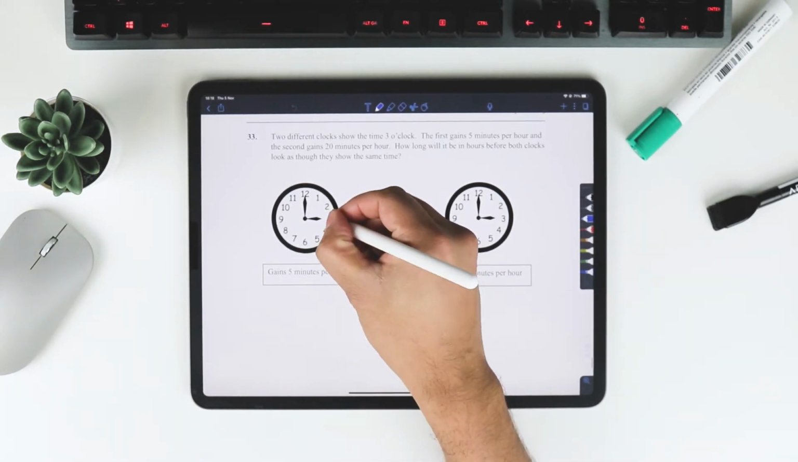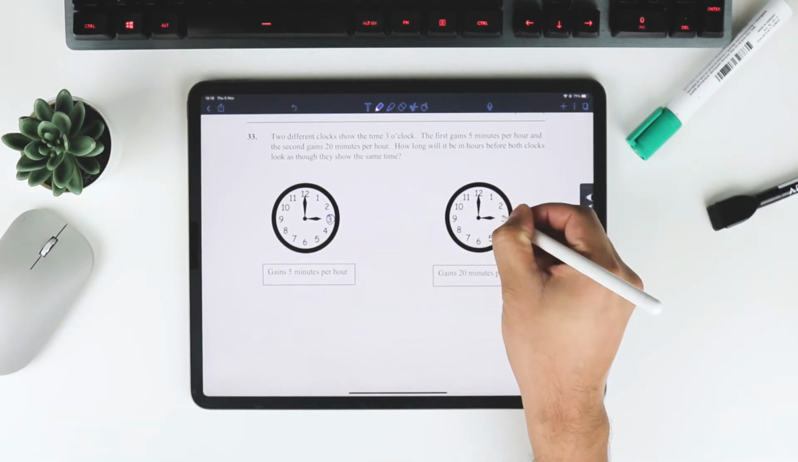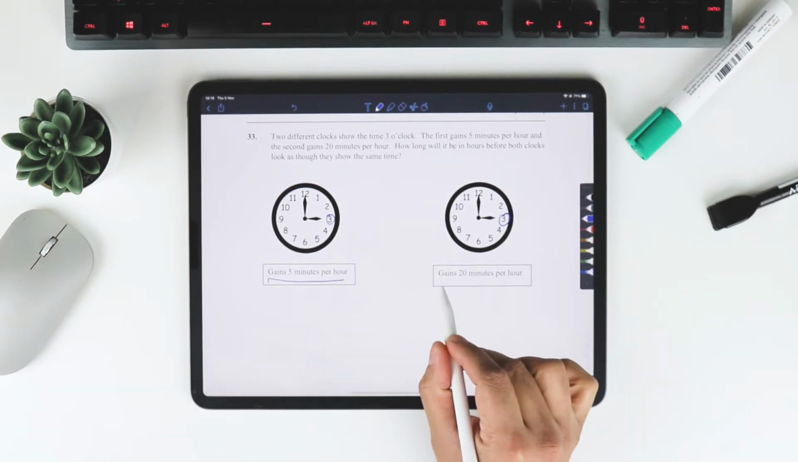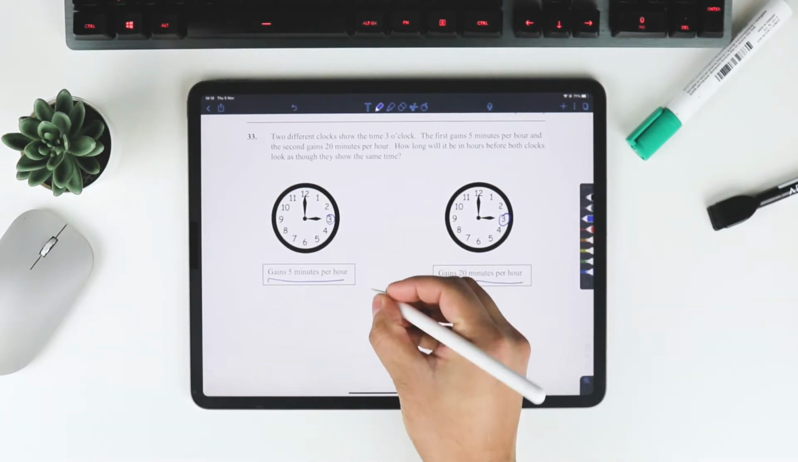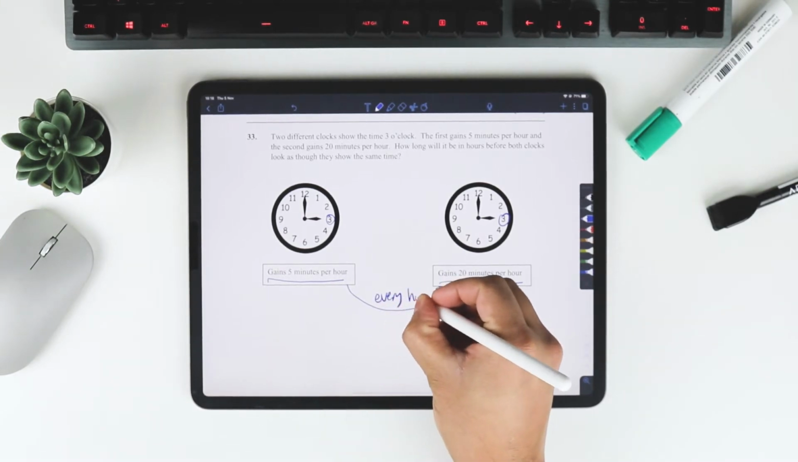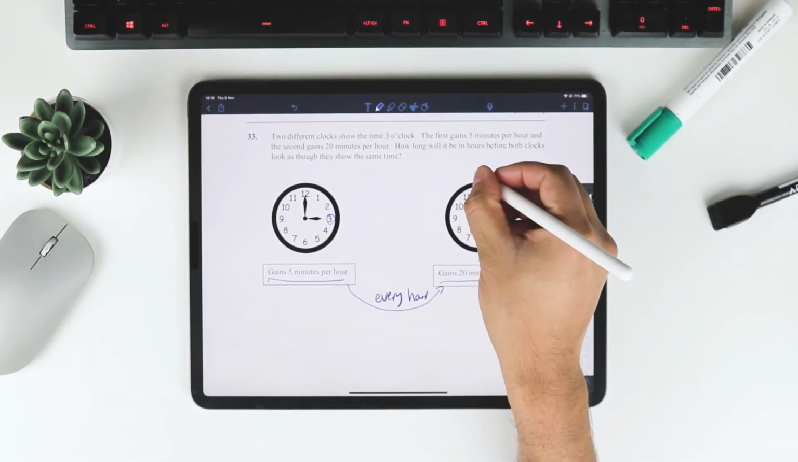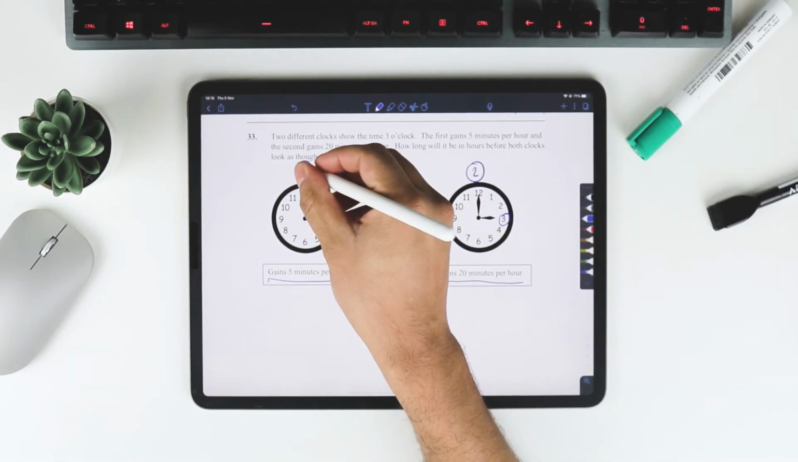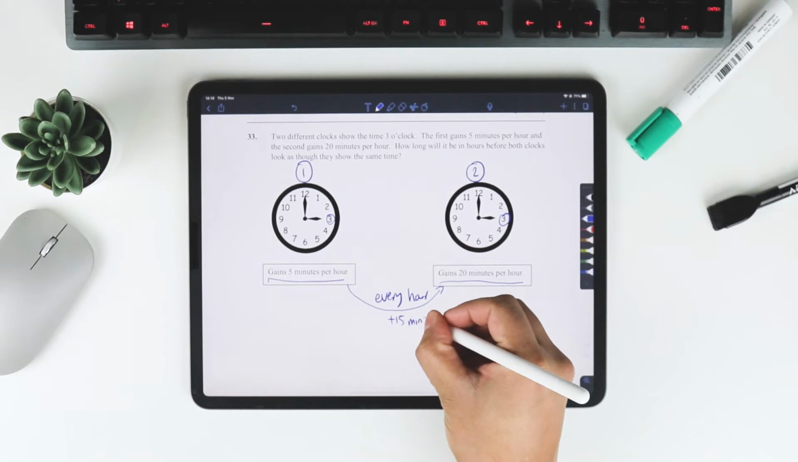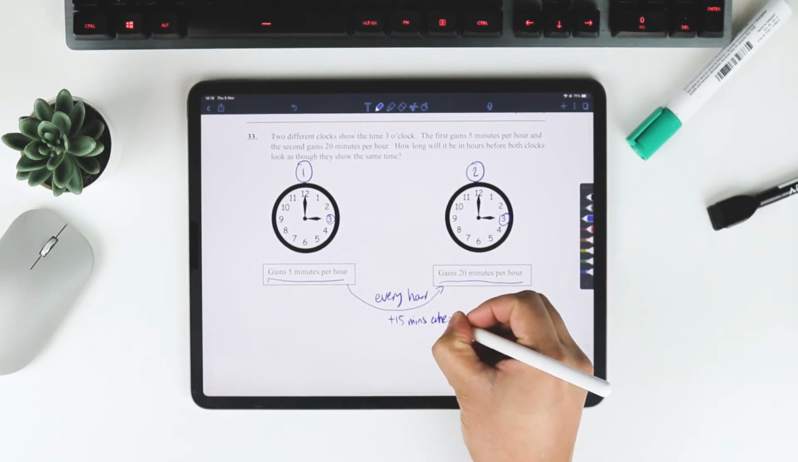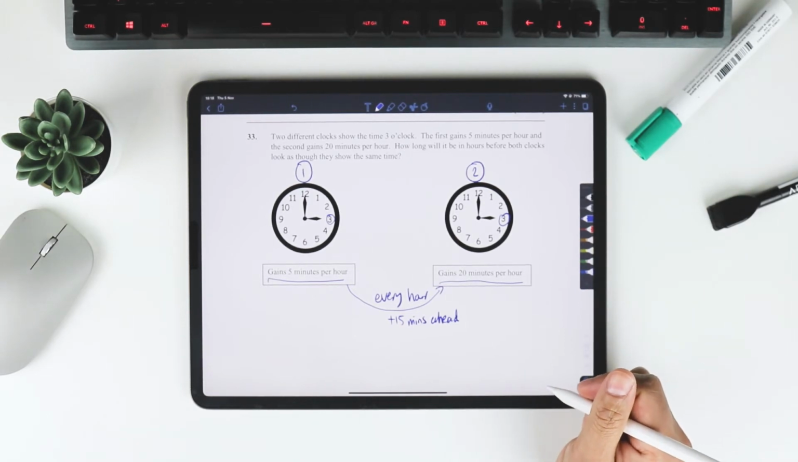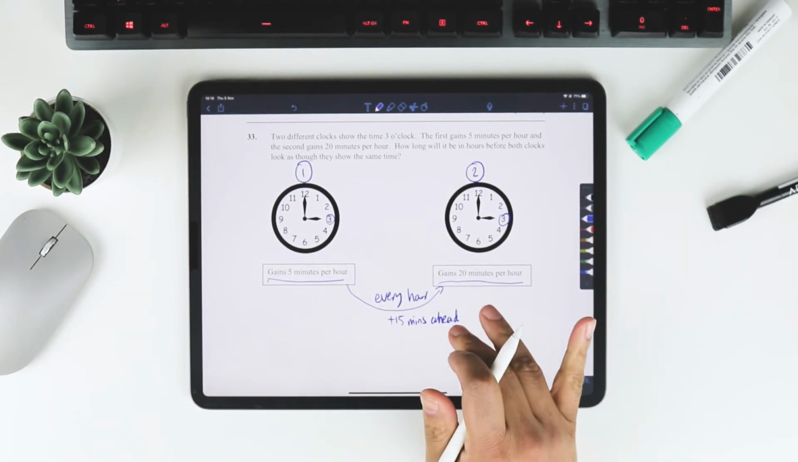Considering that both clocks are at 3 o'clock, and one gains 5 minutes per hour, and one gains 20 minutes per hour. So that means that every hour, clock number 2 is 15 minutes ahead or further ahead. Okay, 15 minutes further ahead.